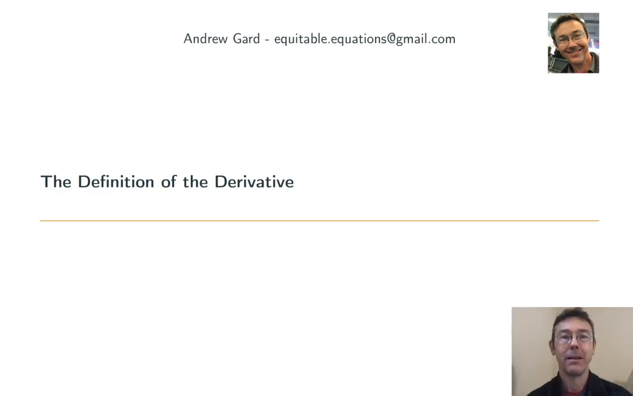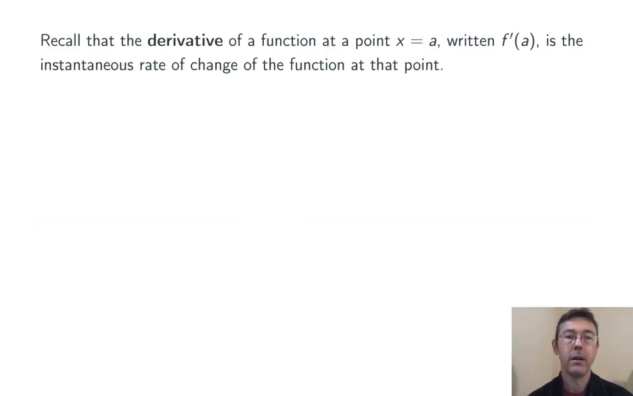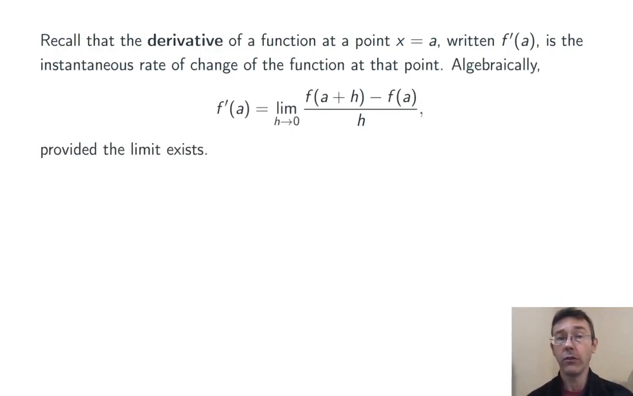Hey everybody. Today we're talking about the limit definition of the derivative, viewing the derivative as a function. Remember, the derivative of a function at a point x equals a is just the instantaneous rate of change of the function at that point. We take the change of the function over a small interval starting at the value x equals a, divide by the width of the interval, call it h, and then let that interval get smaller and smaller.